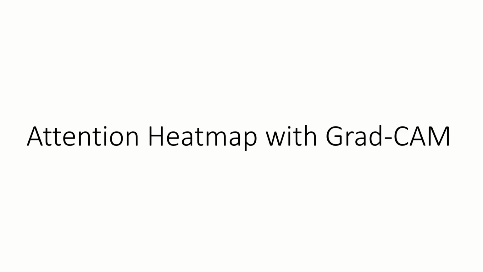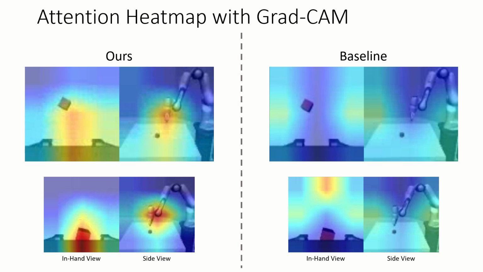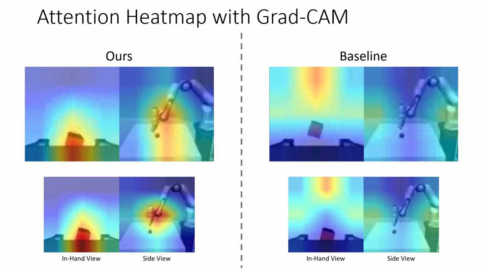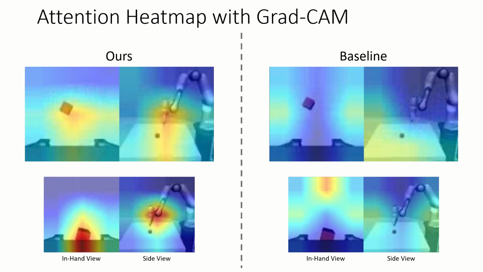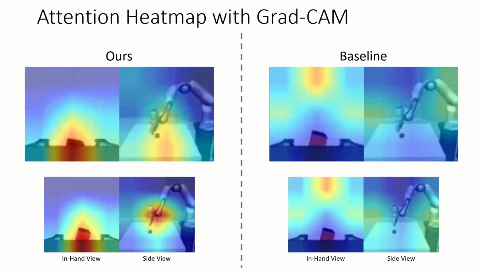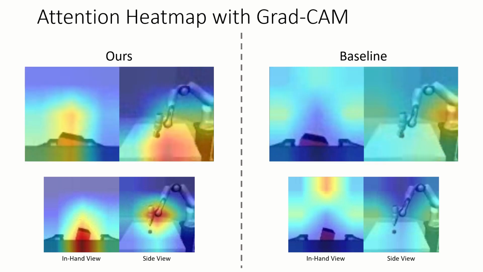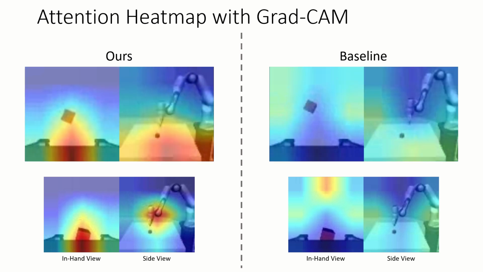In addition, we visualize the attention heat map of the visuomotor policies with GradCAM. With our method, the reassembled policy can focus on the target object and the robot end effector, while the baseline policy cannot focus on meaningful regions.